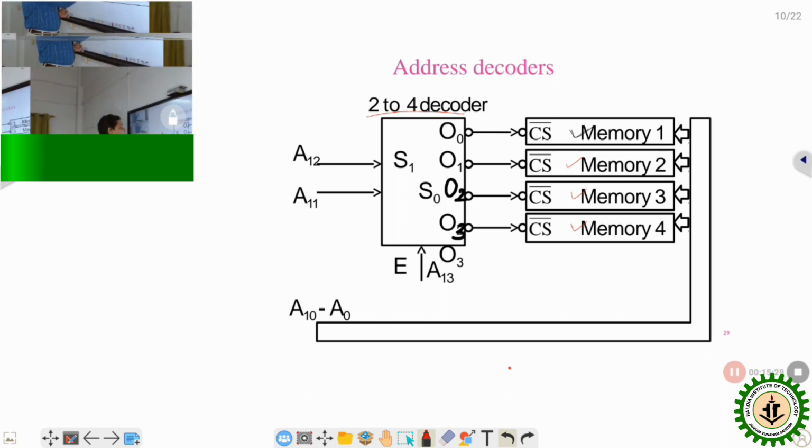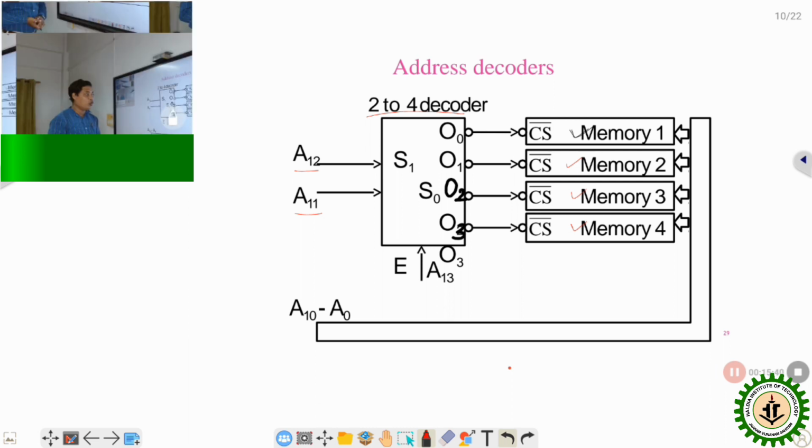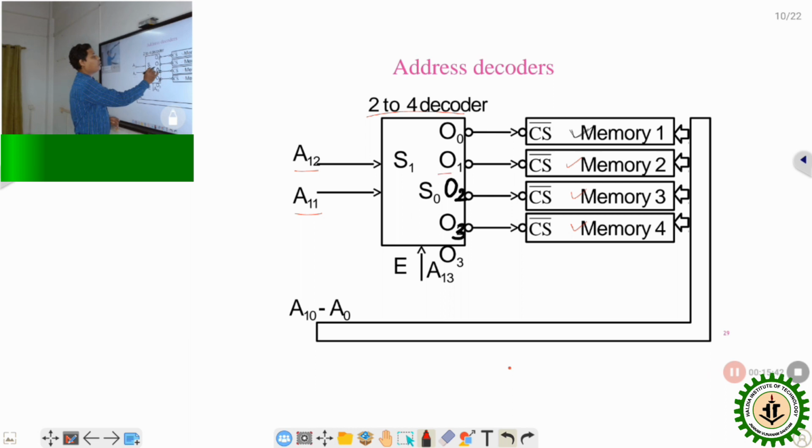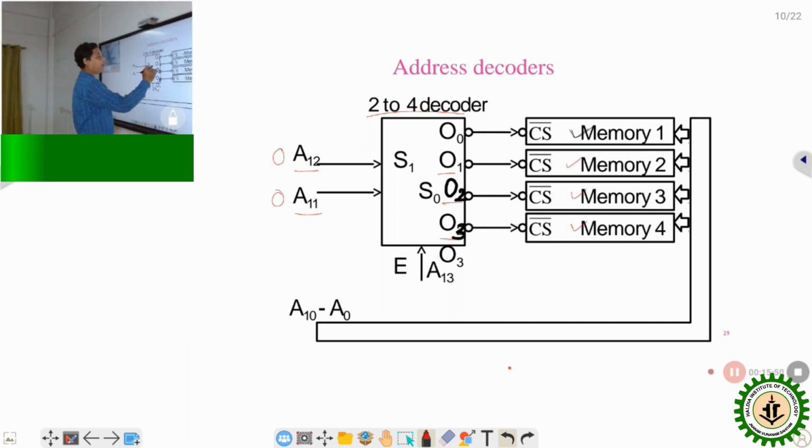Here A11 and A12, 2 address lines, are connected going through the decoder and generating 4 signals in the form of O0, O1, O2 and O3. Whenever these two lines are 0, 0, at that time the O0 line will be activated. This is an active low type decoder. So memory 1 will be selected.